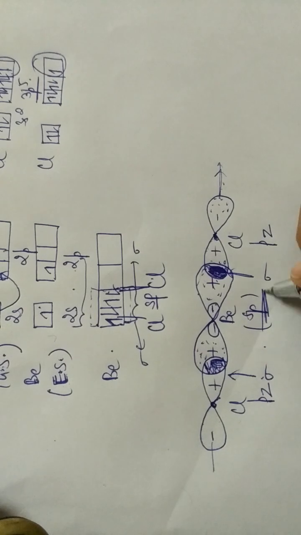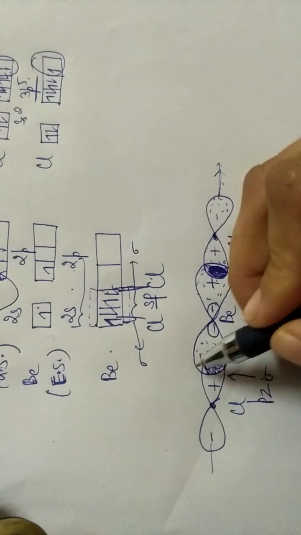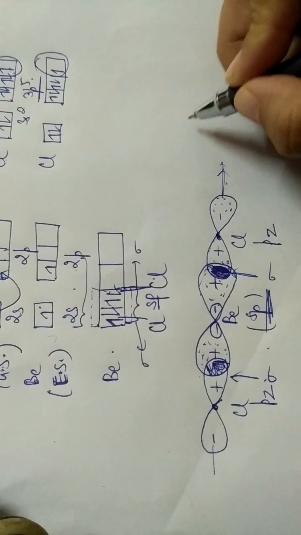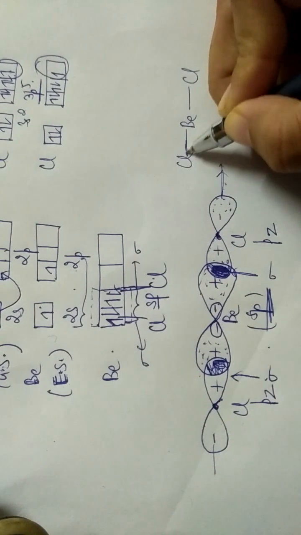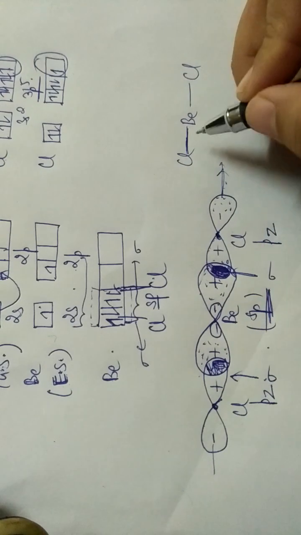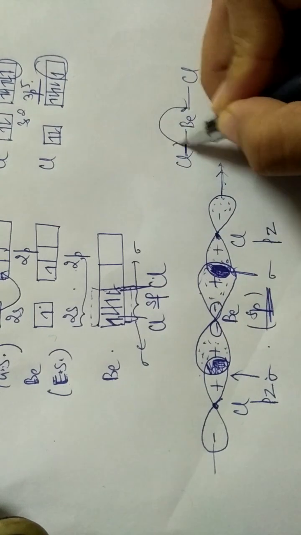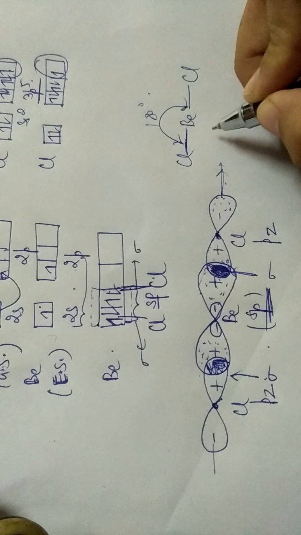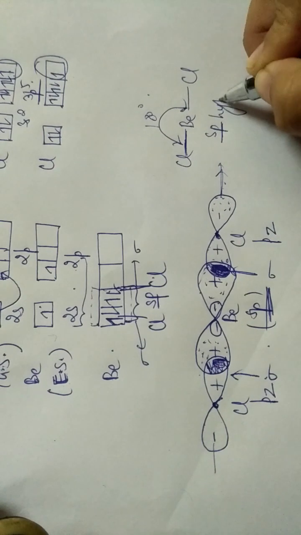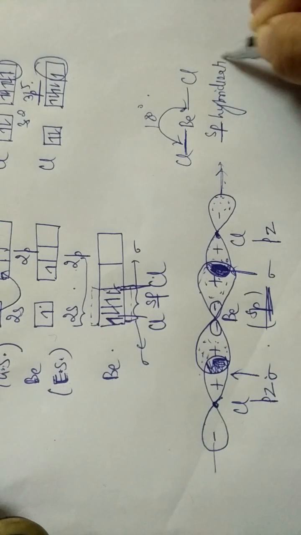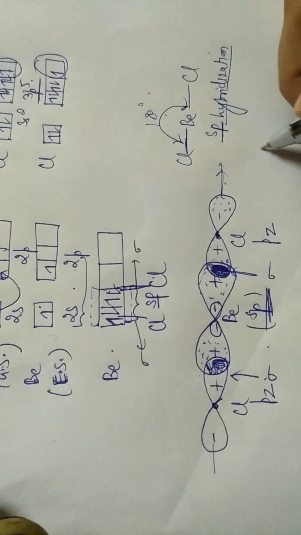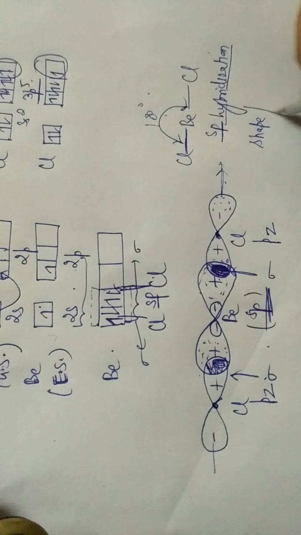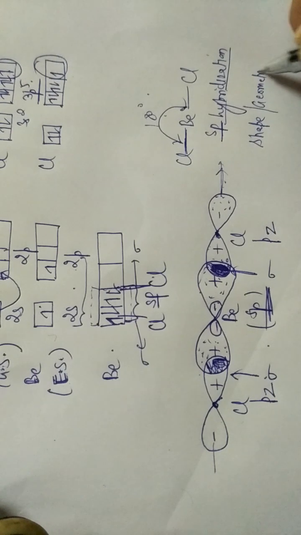So this is sp hybridization having a bond angle of 180 degrees. We can show these sigma bonds like this, and these have a bond angle of 180 degrees. Sp hybridization, bond angle is 180 degrees, and the shape, or geometry, is linear.